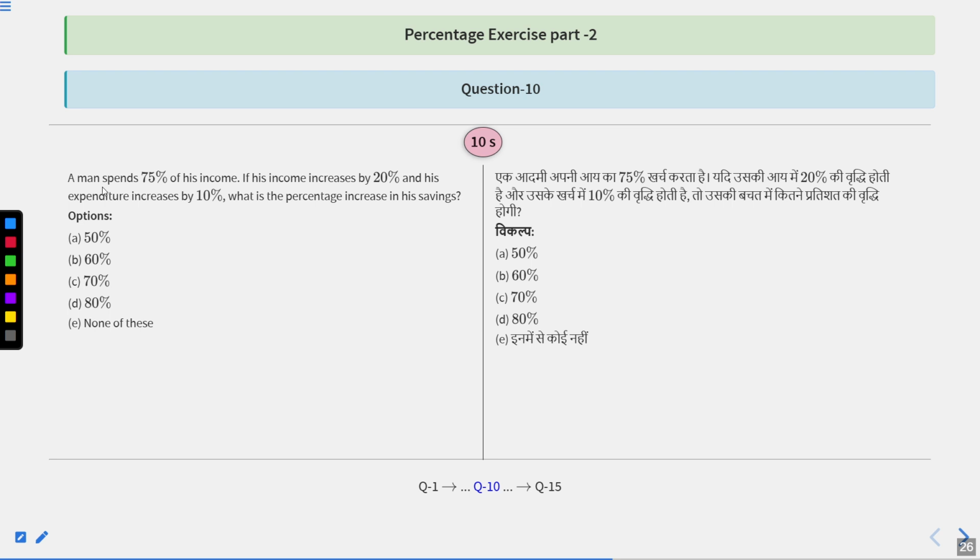Next question. A man spends 75% of his income. If his income is increased by 20% and his expenditure increased by 10%, what is the percentage increase in saving? You have 5 options and 10 seconds to solve this question. Your time starts now.